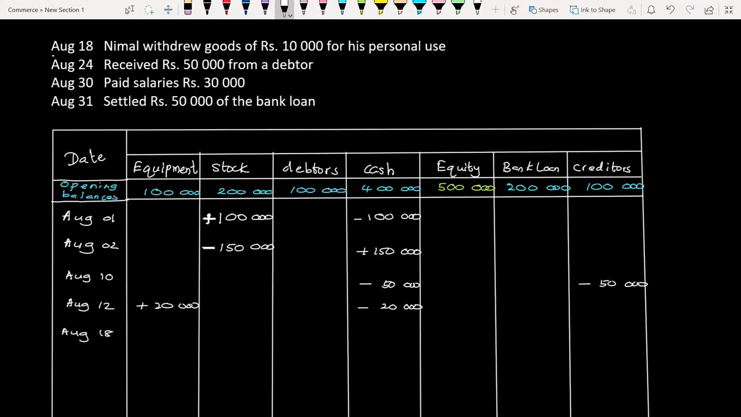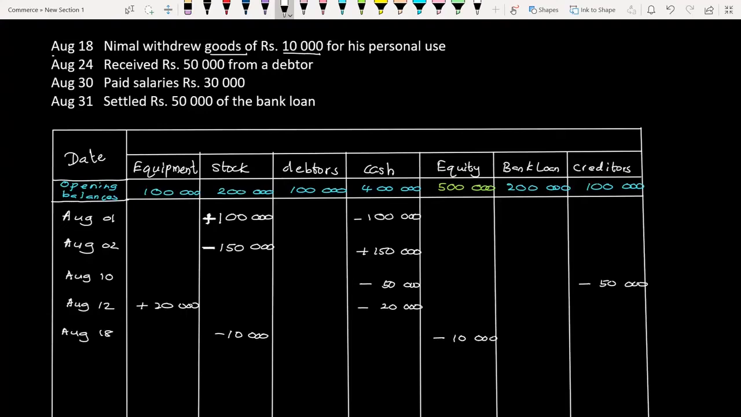Right, the next transaction is Nimal withdrew goods, 10,000 for his personal use. This is a stock drawing. So when the business owner withdraws business stock for his personal use, the stock of the business decreases by 10,000 rupees. So in the stock column, we need to write minus 10,000. And then because of drawings, the equity of the business reduces by 10,000.